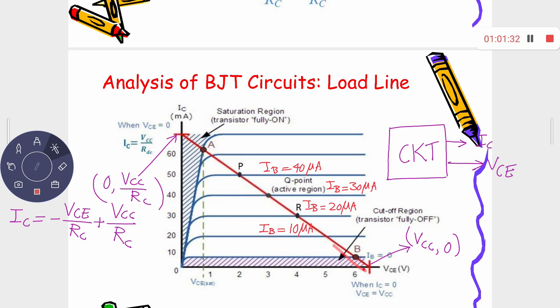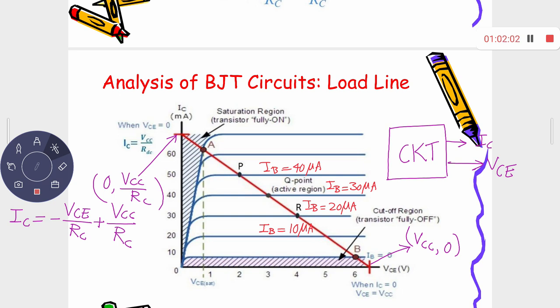This red straight line demonstrates the behavior of the circuit, and this set of lines demonstrates the behavior of the device, the transistor. There will be only one particular point. Since the device is placed in that circuit, the corresponding IB, IC, VC combination must hold good for the device as well as for the circuit itself.